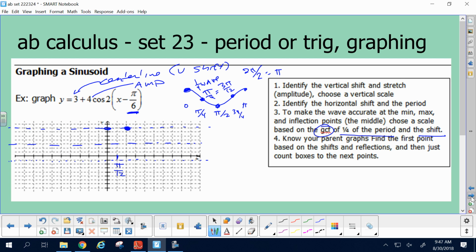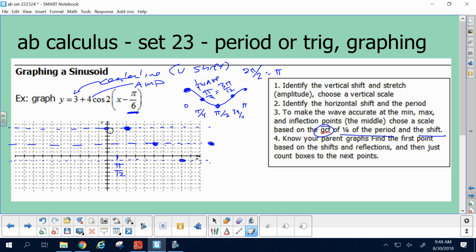So from here, if I go 1, 2, 3 boxes over, I will be at the center line. If from there I go 1, 2, 3 boxes over, where will I be in the wave? At the bottom, the minimum. And if I go 1, 2, 3 boxes over, I'm a little off to the side, but where would I end up? Where would I be after that? Center line.